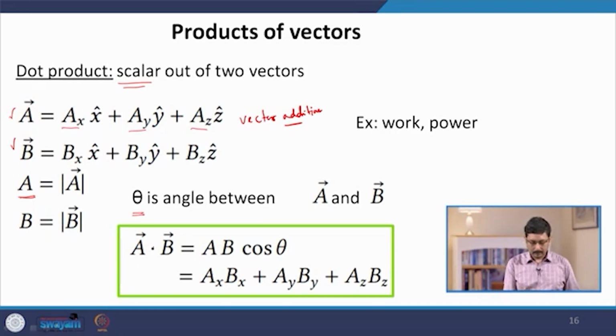Then A dot B, so this is the notation for a dot product, with the dot in the middle. A dot B is defined as the magnitude of A times the magnitude of B times the cosine of the angle between A and B. That is the rule, and we can write the same product directly in terms of components. So, it is x component times x component plus y component times y component plus z component times z component. So, this is the rule. Now, in this course some quantities that are dot products will be work done and power. We will discuss those quantities in appropriate places. Here we focus on the mathematics.